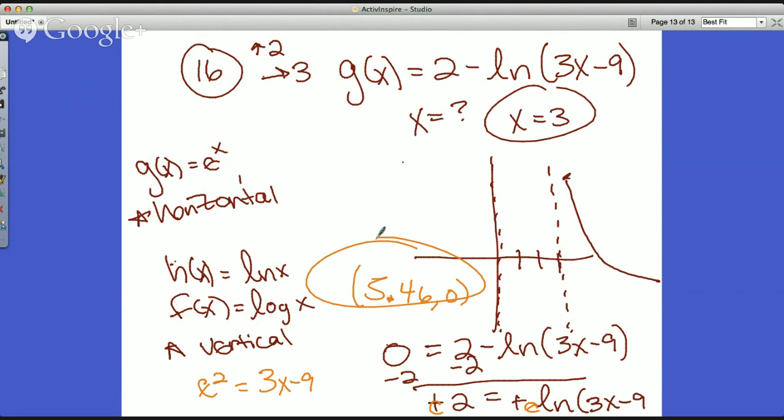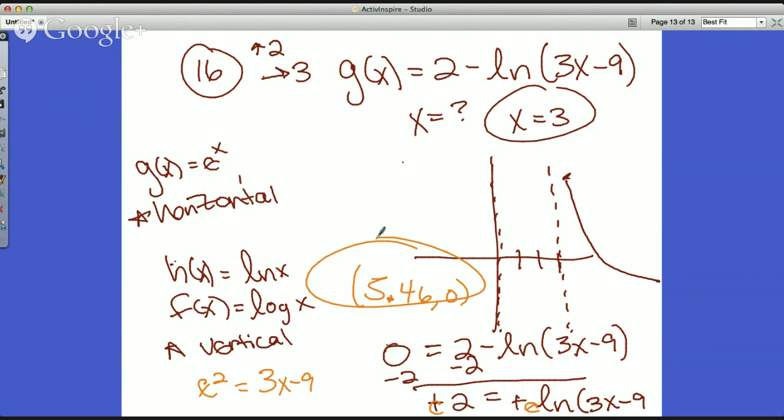To find my y-intercept, is that what you're saying? Yes, sir. I plug 0 in for x. So we think opposite. Don't plug in x to find y. So it'd be 2 minus ln of -9. Now, can I take the natural log of -9? No. So it's going to come in as error. So what is my y-intercept? There isn't one. Exactly. Nothing. So you would just say that there is no y-intercept.